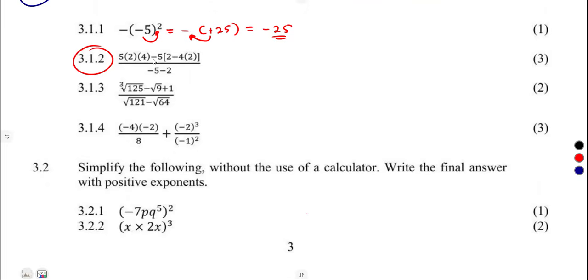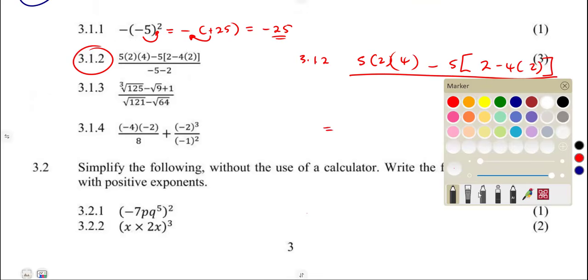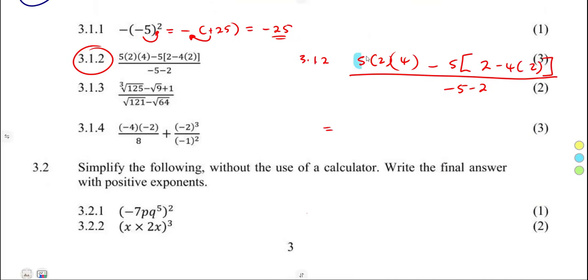You are given a product. In this case, let me just rewrite it so that you can properly see. It's 5 into 2 into 4 minus 5 into 2 minus 4 into 2, everything over minus 5 minus 2. So you're going to consider the brackets. Let us just consider multiplying these together. 5 times 2, that is 10, and 10 times 4 is 40. So you simply multiply that.